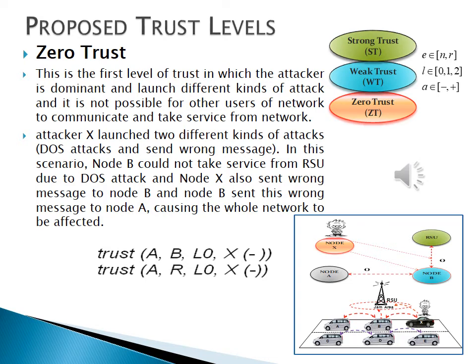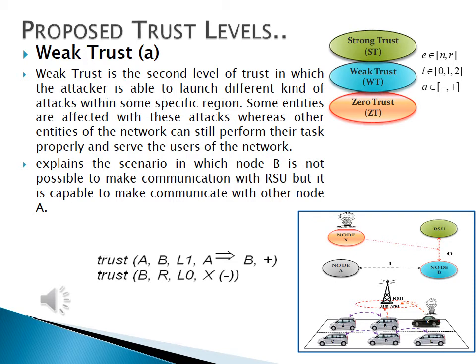This is the first level of trust, in which the attacker is dominant and launches different kinds of attacks, and it is not possible for other users of the network to communicate and take service from the network. Attacker X launched two different kinds of attacks, DOS attacks and sending wrong messages. In this scenario, Node B could not take service from RSU due to the DOS attack, and Node X also sent a wrong message to Node B, and Node B sent this wrong message to Node A, causing the whole network to be affected.